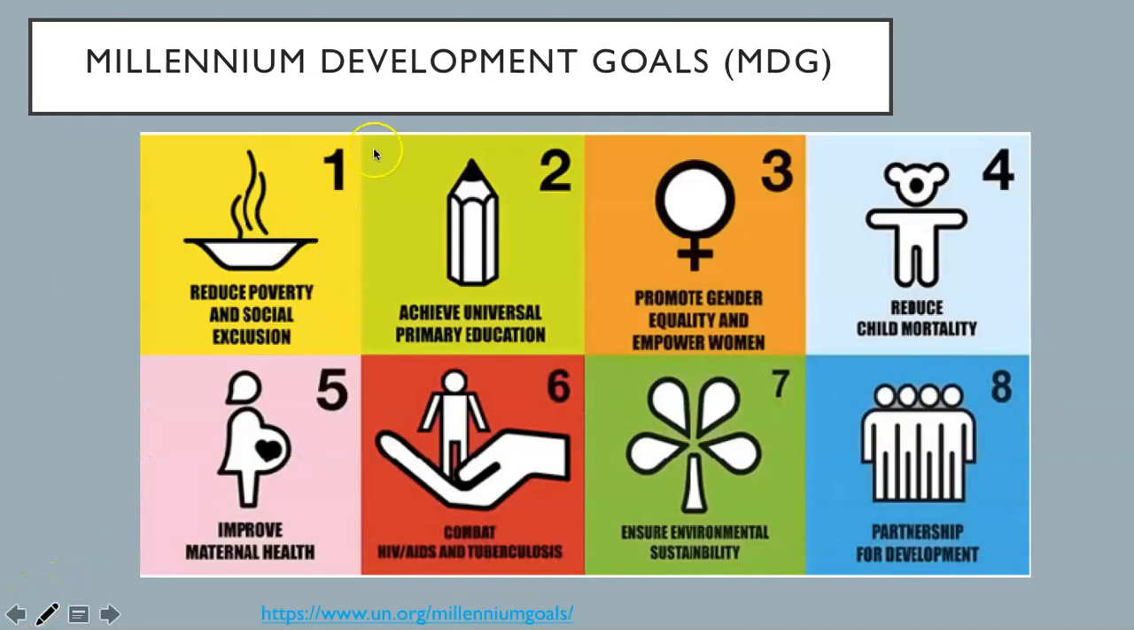1. Eradicate extreme poverty and hunger. 2. Achieve universal primary education. 3. Promote gender equality and empower women. 4. Reduce child mortality. 5. Improve maternal health. 6. Combat HIV, AIDS, malaria, and other diseases. 7. Ensure environmental stability. 8. Develop a global partnership for development.